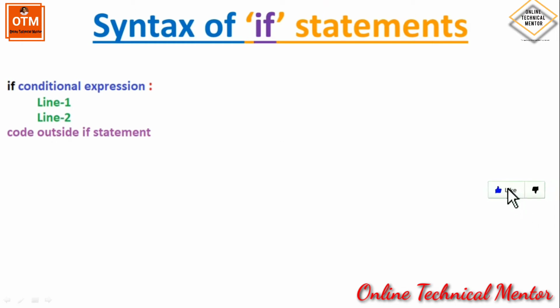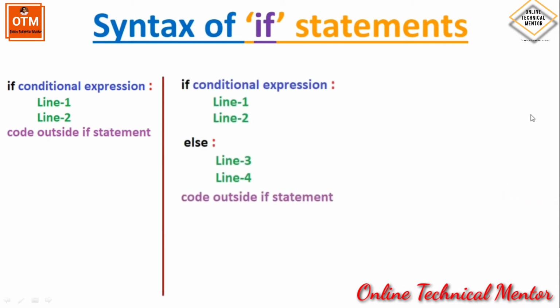Next, let me show you another form of the if statement. It looks like this. This form of if statement tests a condition, and if the condition evaluates to true, it carries out the statements indented below. And in case the condition evaluates to false, it carries out the statements indented below else. That means if this condition becomes true, then it will execute line 1 and line 2. Then it will move to the code outside the if statement.